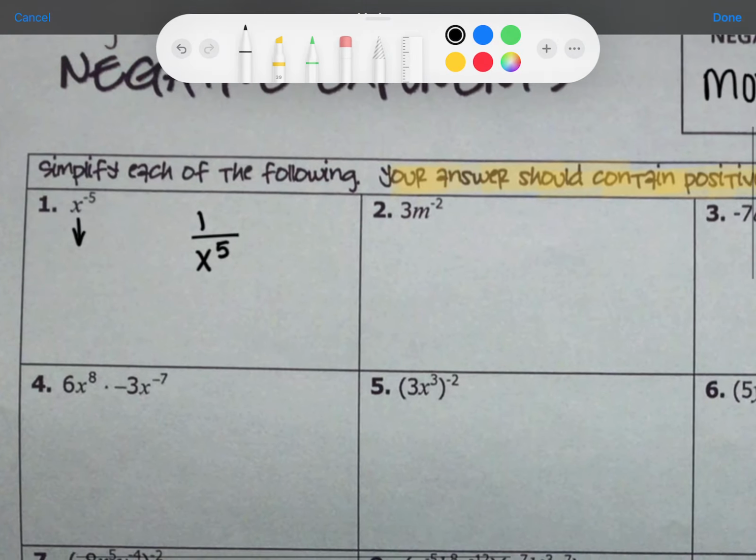Okay. Number 2, again, coefficients and variables, they're not super glued together, so determine which one contains the negative exponent and move it. And so if you notice, the m has the negative exponent, so it's going to move to the bottom. Again, I always draw my fraction line, and then I put my stuff where it needs to go. 3 stays on top, m had to go to the bottom, and now the exponent is positive. Questions?